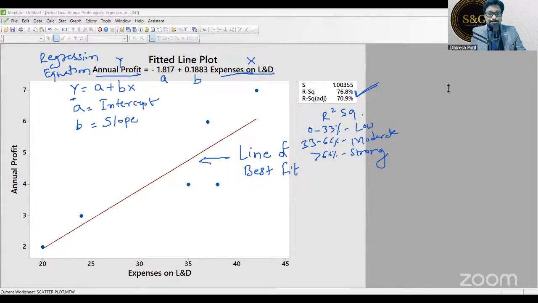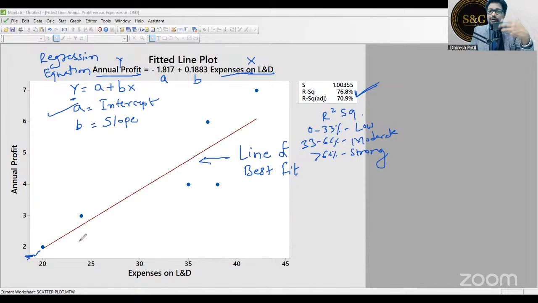Okay, focus here, guys. This line of best fit, if I extend it further, wherever it is intersecting the y-axis, that point is called the intercept. This one. If I extend the line of best fit, wherever it is cutting the y-axis, that point is called the intercept. If you see here, minus 1.817.